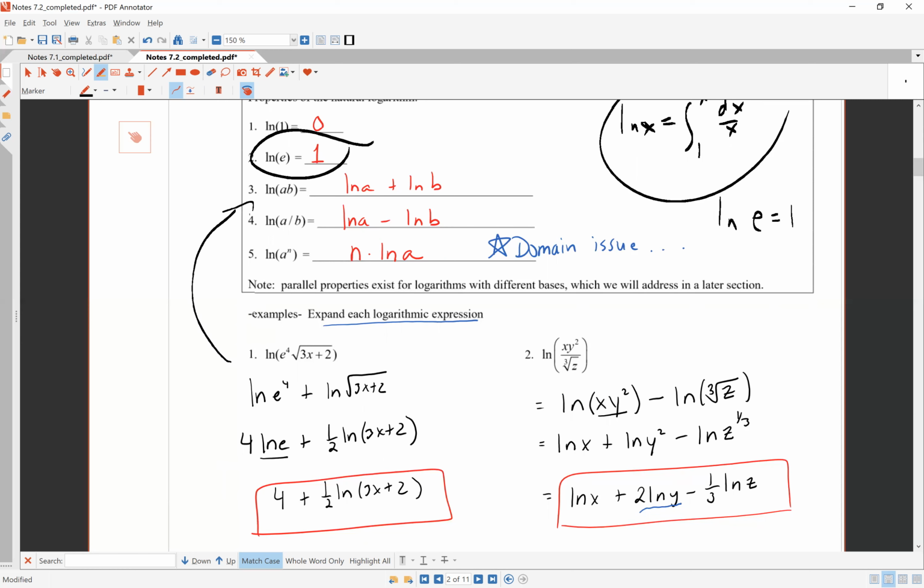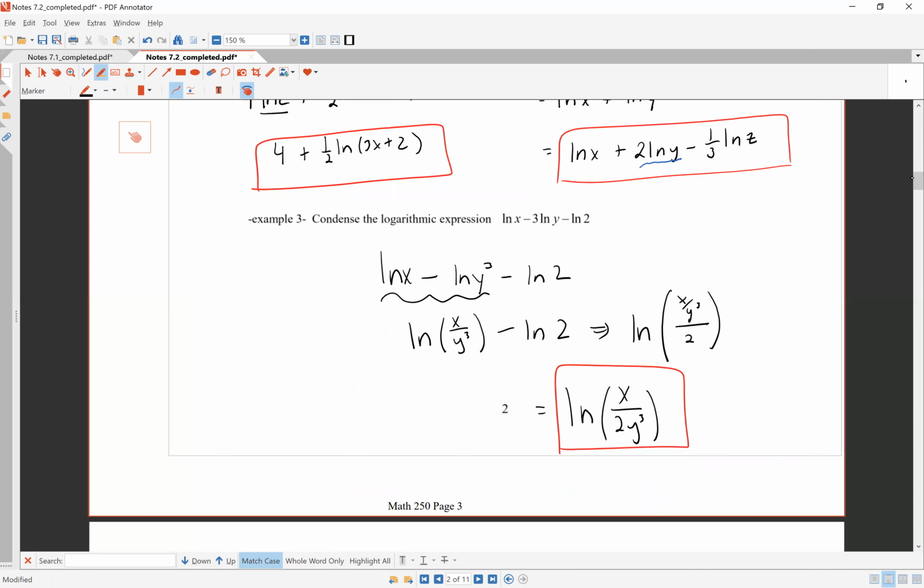So we're going to use the power rule, rule 5, to bring down the exponent. Logarithms turn multiplication into addition, and logarithms turn exponentiation into multiplication. So we're taking e to the 4th and making it 4 times log of e, which just turns out to be 4 because log of e is 1. And the log of the square root of 3x plus 2 is log of (3x plus 2) to the 1/2, so that's 1/2 log of 3x plus 2. I'm sure you did exercises like that at some point in your math career.